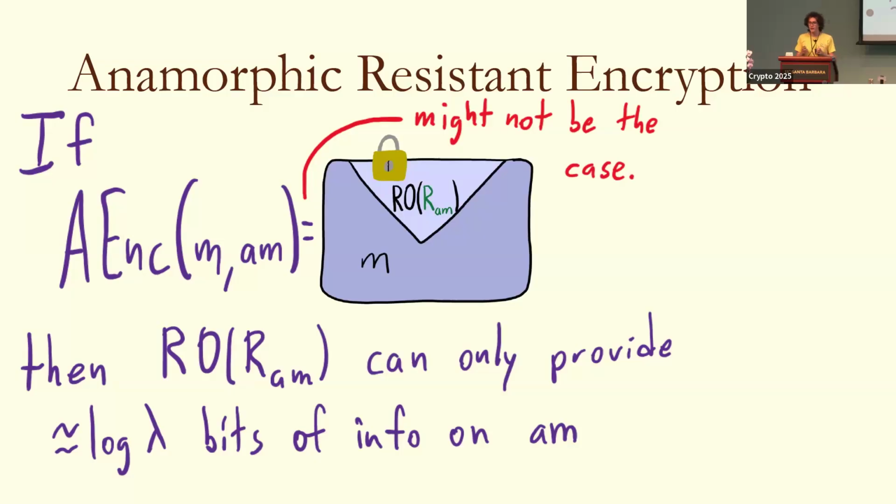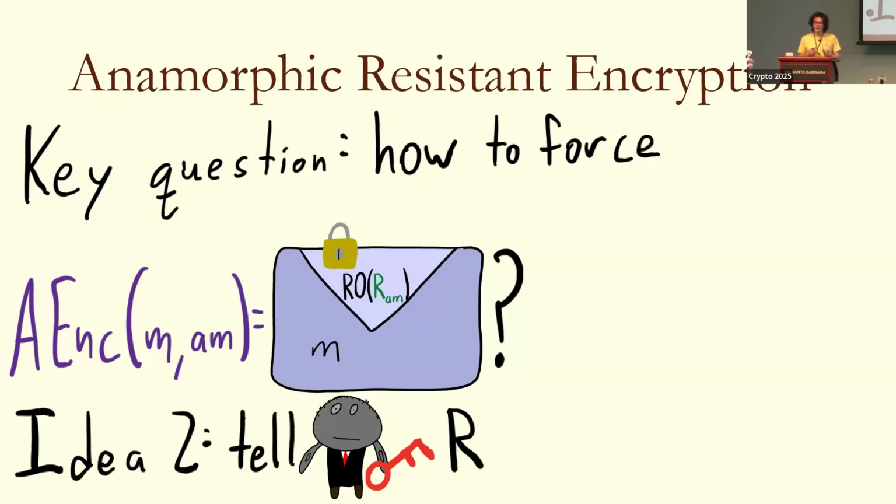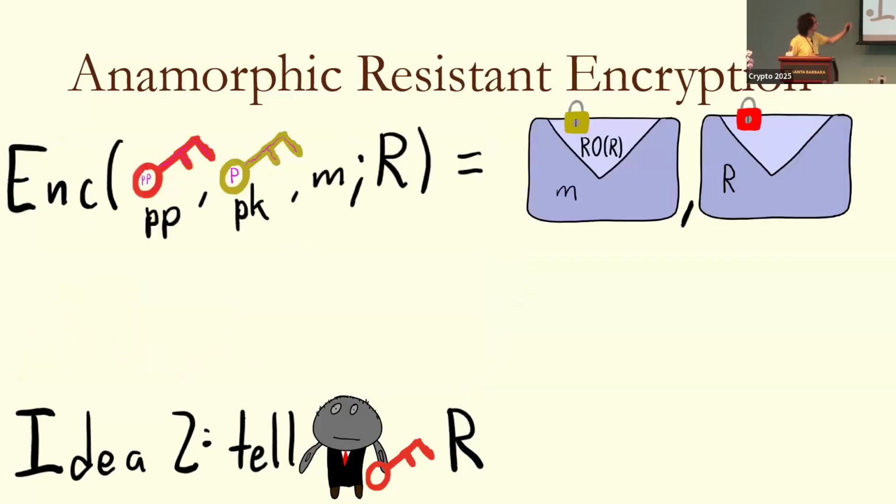And so the key thing that we need to add is some way to force anamorphic parties to actually output encryptions of this correct format. Okay, and how do we do this? This is where our second key insight comes in. The idea is we will just tell the dictator the randomness. We can just include inside the ciphertext a second encryption under the dictator's public key of the randomness itself. So this will not break security because not all parties will be able to get the randomness, but the dictator will be able to get the randomness of the scheme.